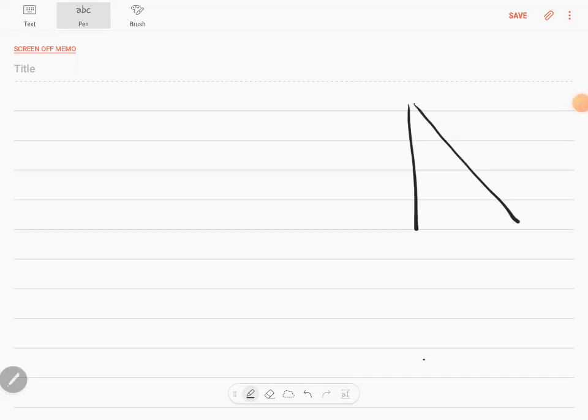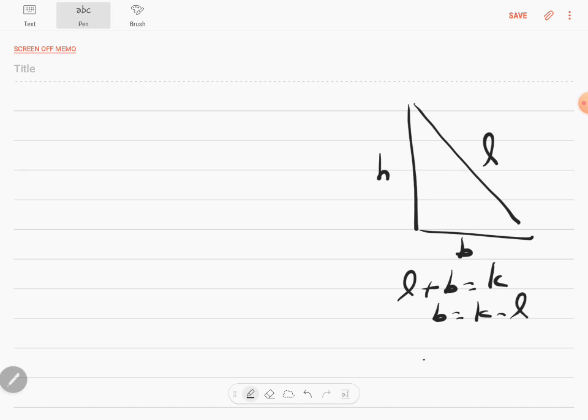We have a right triangle with a hypotenuse, a height and a base. Given that the length of the hypotenuse plus one of the sides is always a constant, b can be written as k minus l. This angle is what you need to prove to be 60 degrees. To prove it, they're given that the area is maximum, which is half into base into height. You have to proceed with the sum like this.